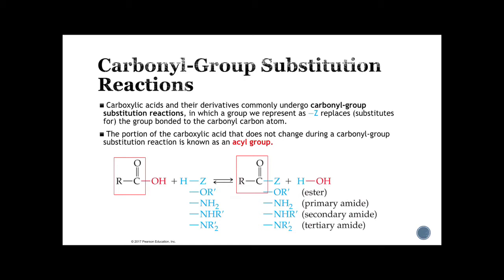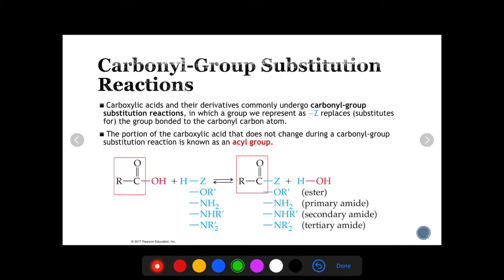Because carboxylic acids, esters, and amides all have an electronegative atom attached to the carbon in the carbonyl group, they're able to undergo carbonyl group substitution reactions. This is how the derivatives are actually produced from the carboxylic acids, and we'll go further into that later in the chapter. The portion that remains unchanged in the substitution reaction is called the acyl group, and it's in this box. Nothing happens to that during the reaction.